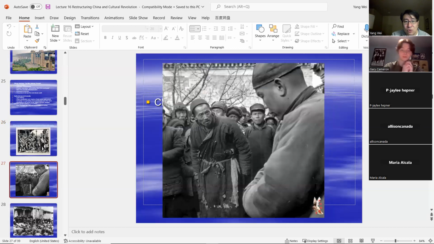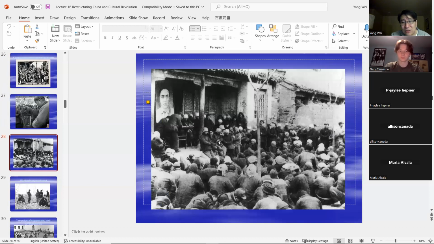A picture taken of a poor peasant criticizing a landlord. But you know, in many places in China, even so-called landlords are not rich, right? This landlord also has patches on his clothes. It's shabby clothes, right? This is another landlord. This is another land reform meeting. Mao's portrait was hanging there, showing the state power. And then the communist cadres, which means party officials, would mobilize the poor peasants to criticize the landlord. If the landlord is criticized to a certain degree, he may be executed immediately.